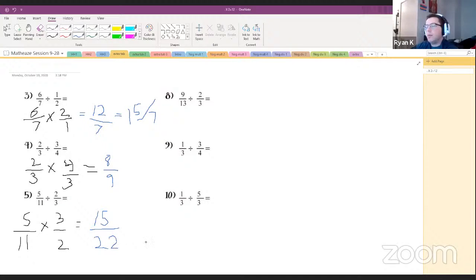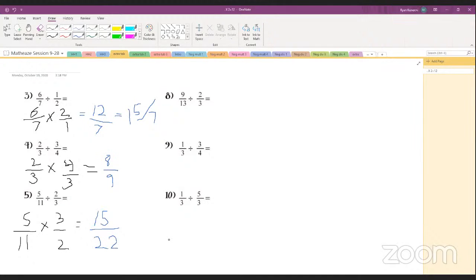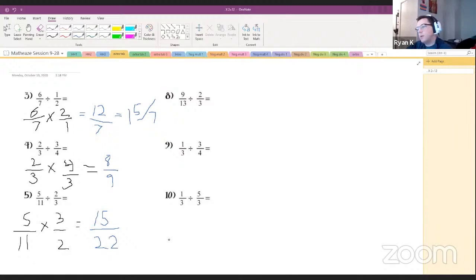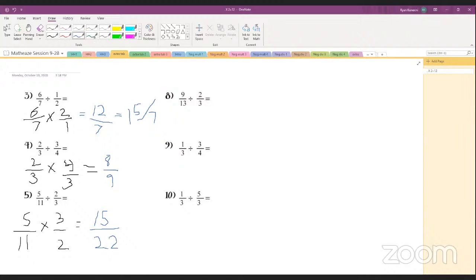Can we reduce this at all? Yes. How are we going to reduce this? 1 7/22. If this was maybe 22/15, I think that would work. But we've got a smaller number on top. So let's see. No, it can't be reduced.